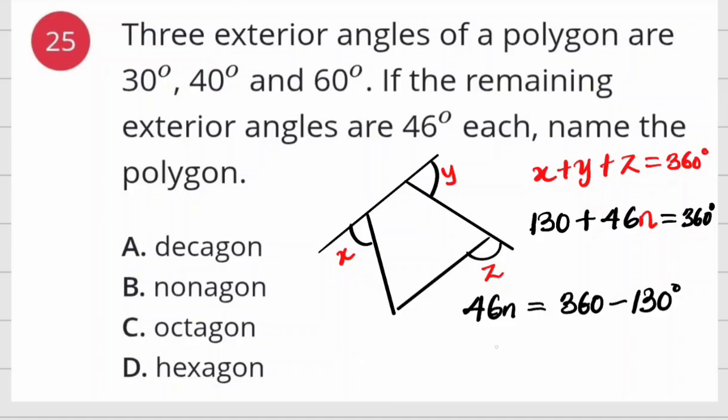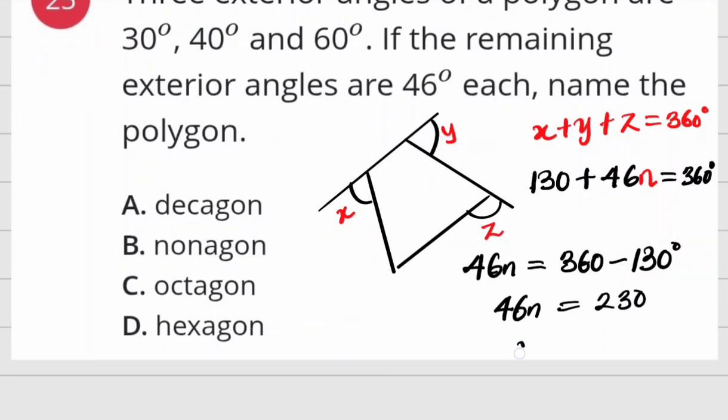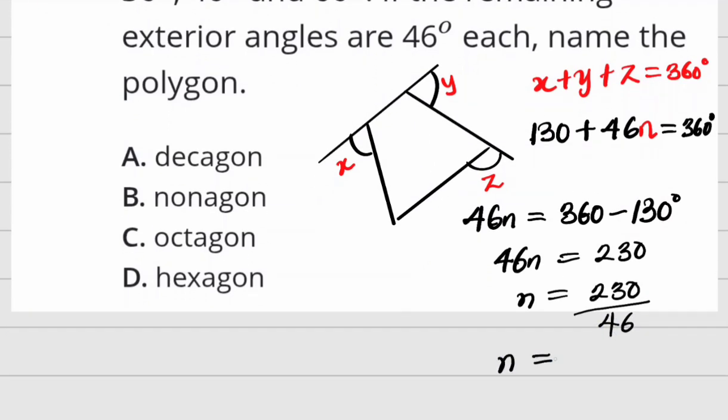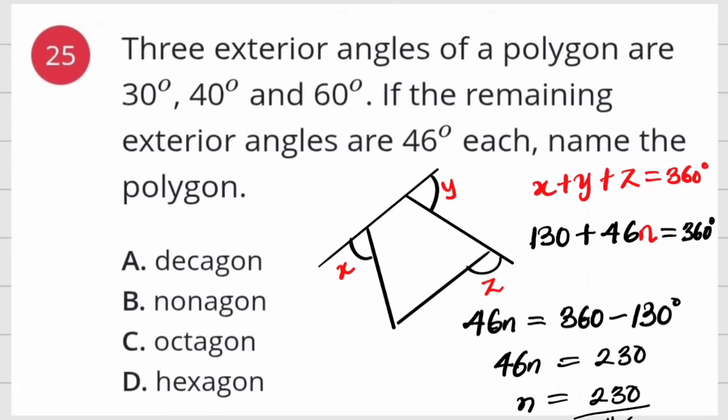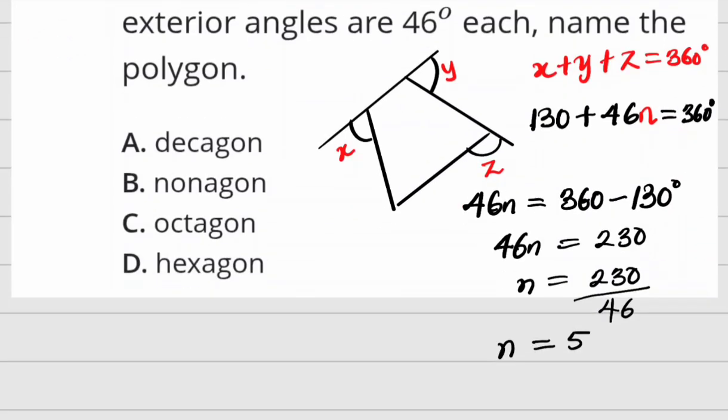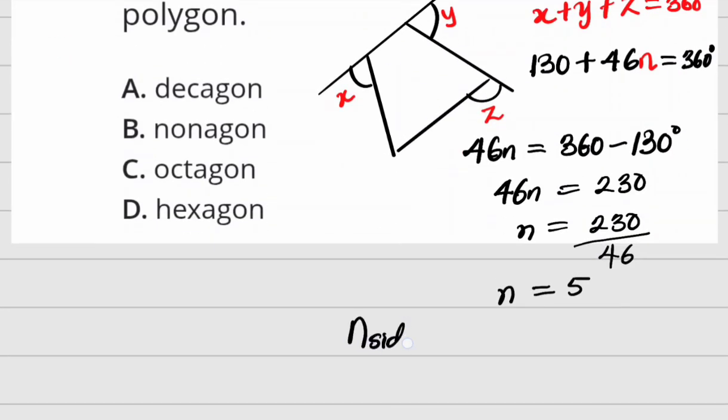So that is 230. So definitely our n can be 230 divided by 46, which is 5. Our n will be 5. If our n is 5, don't forget we are looking for the number of sides. This 5 is not the total number of sides, though we are given other 3 sides: 1, 2, 3. So the number of sides will now be 3 plus this 5, which gives us 8, of course. And the name of the polygon with 8 sides is octagon.